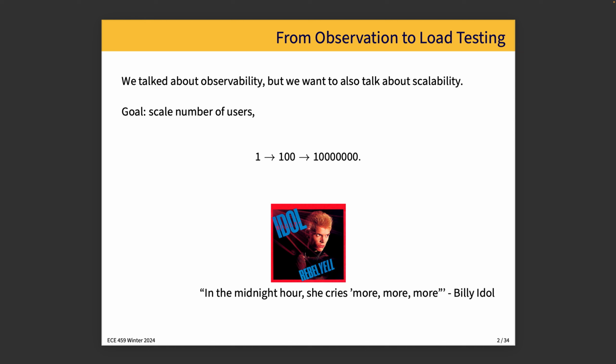As Billy Idol says, in the midnight hour, she cries more, more, more. Rebel Yell, great song, fully recommend it.